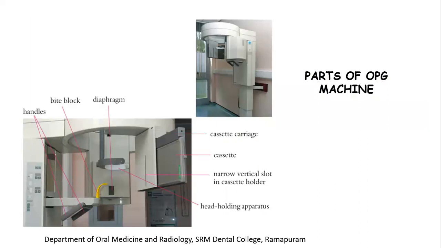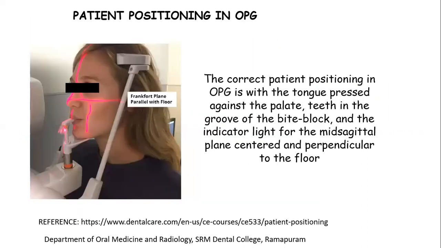You have the bite block, the diaphragm, the handles, a cassette carriage, the cassette, a narrow vertical slot in the cassette holder, and a head holding apparatus to make the patient stationary. So this is the correct positioning of a patient in an OPG.